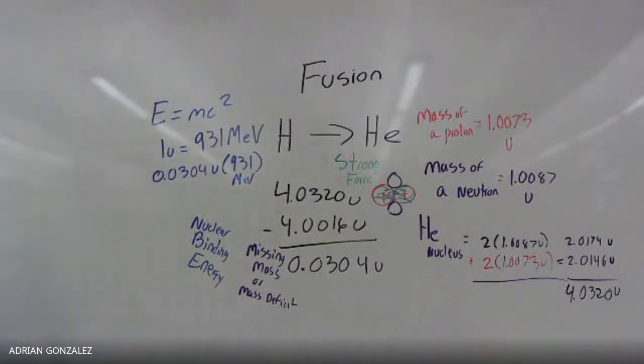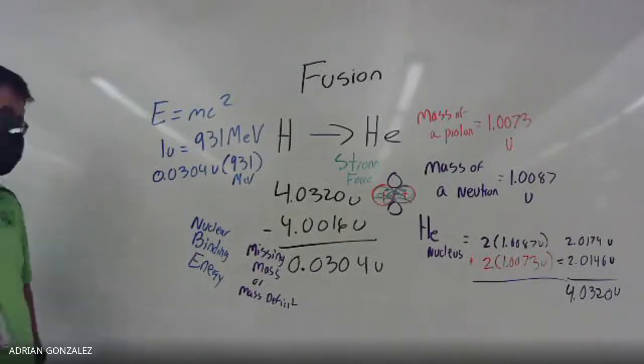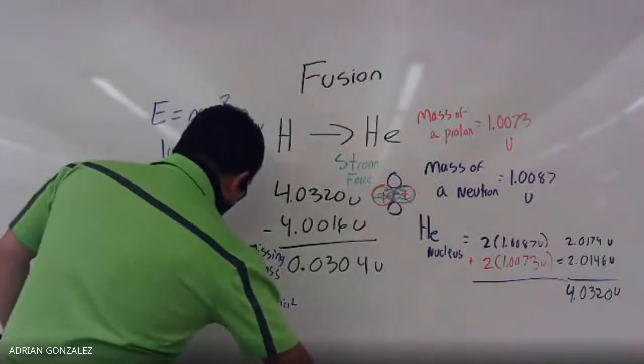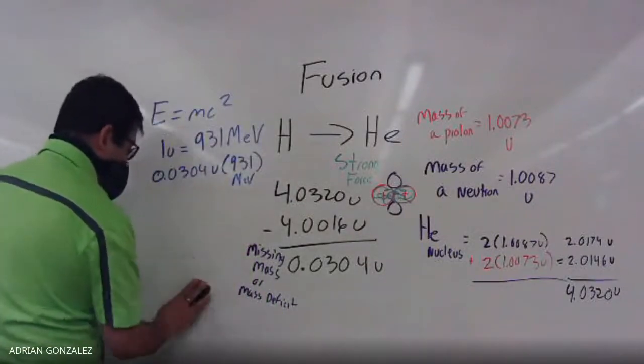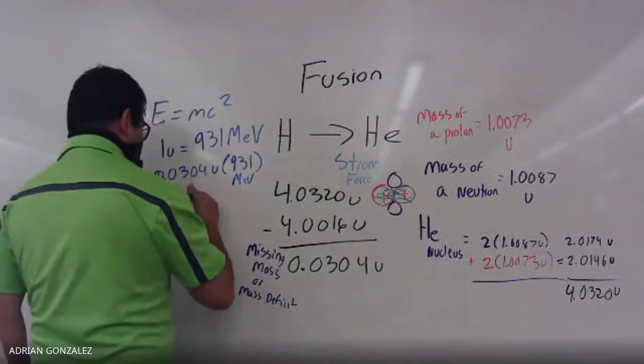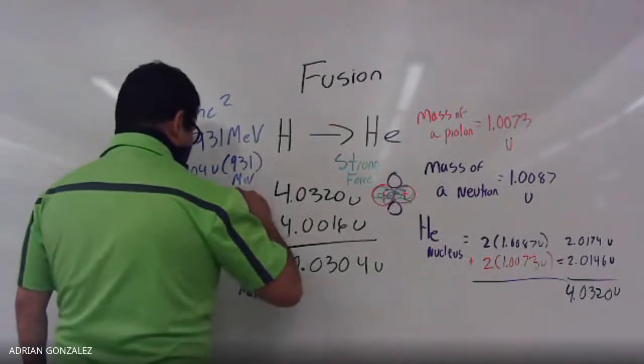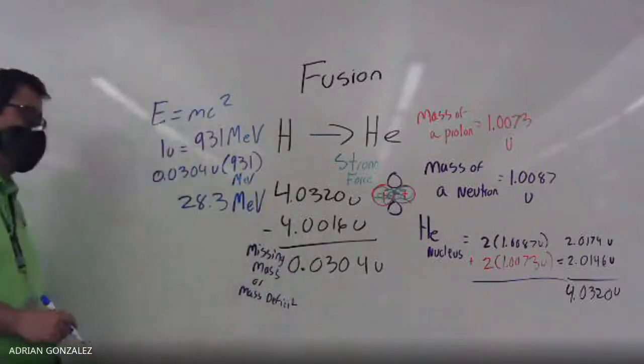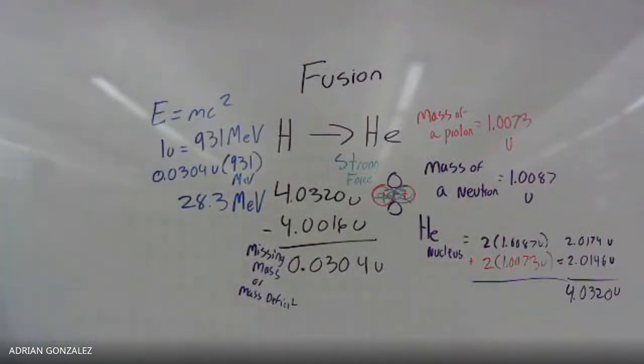No problem. I'd rather you ask the question. Okay, so what do you get? I got 28.3. Perfect. So your binding energy comes out to 28.3 mega electron volts. Make sense?